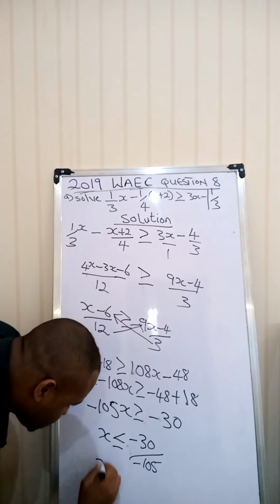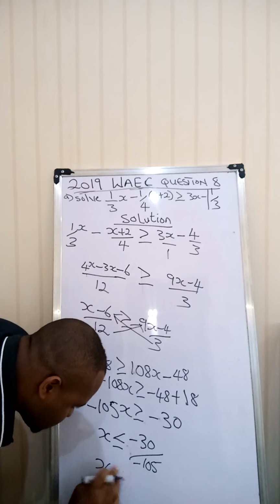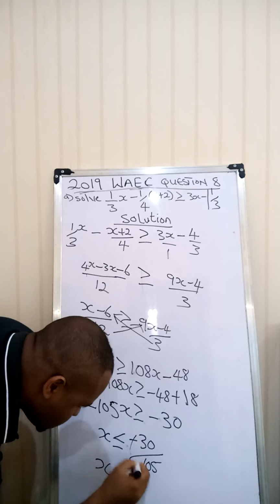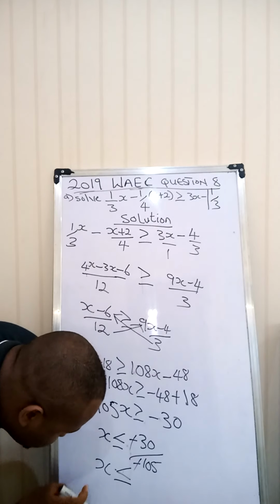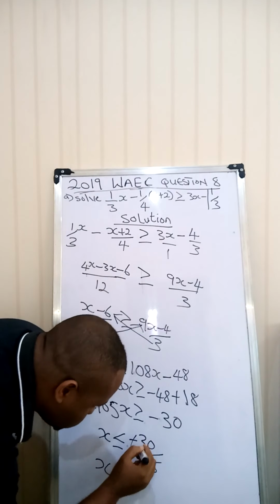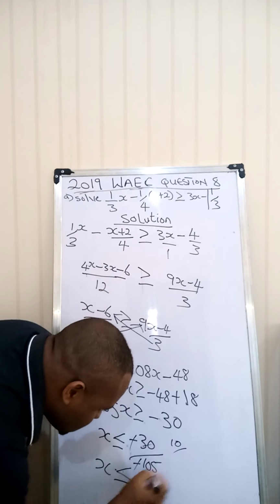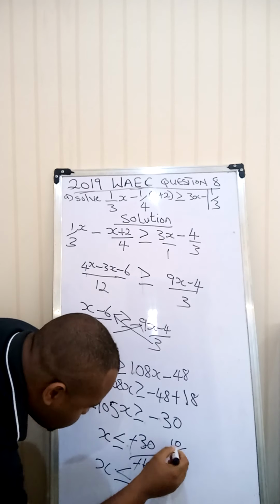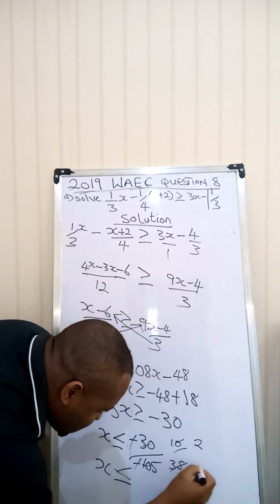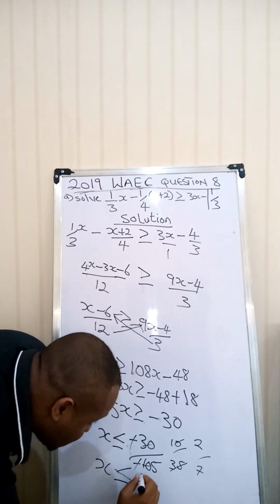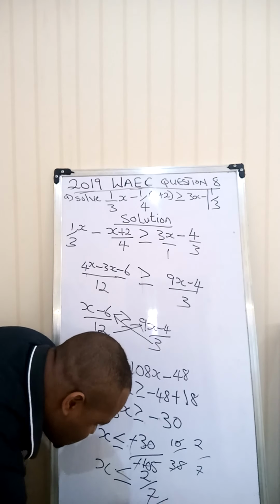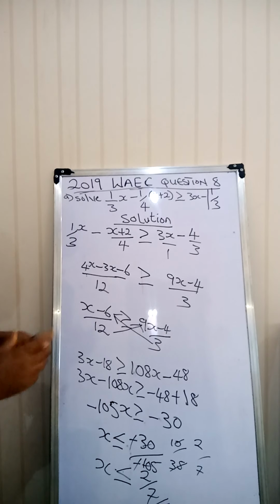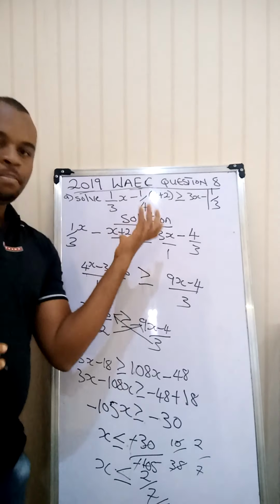Alright, so my x is less than or equal to, the negative will go. What can divide? 3 can go. 3 in 30 is 10, 3 in 105 is 35. What else can go? 5 can go. 5 here is 2, 5 here is 7. So I'll have 2 over 7. So that's the answer: my x is less than or equal to 2 over 7. That's the A part of the question.